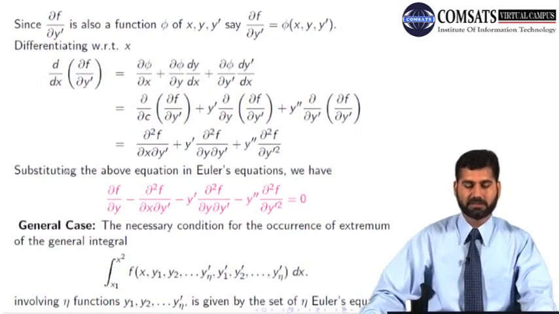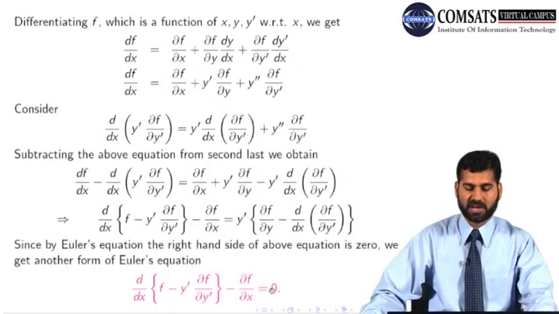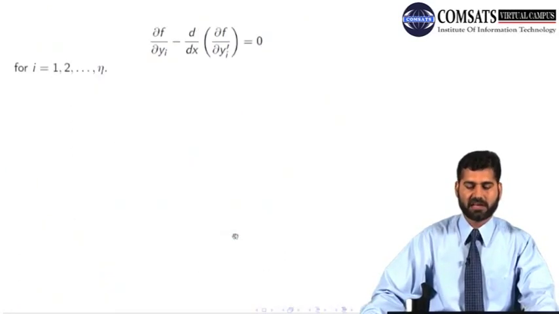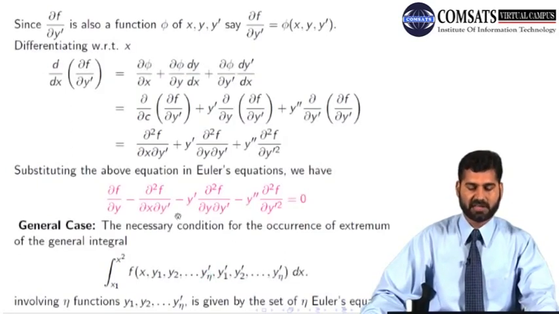Substituting the above equation in Euler's equation, I will have another form of the Euler equation, which is this. These red ones are another form of the Euler equation. Partial f by partial y minus, the second term of the Euler equation was d by dx of partial f by partial y prime. So I got this whole thing for it. This is another form of the Euler-Lagrange equation. These red ones are equivalent forms of the Euler-Lagrange equation.